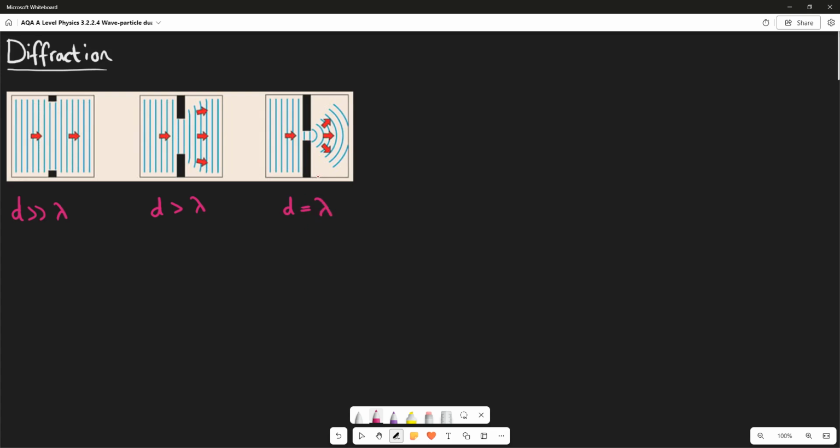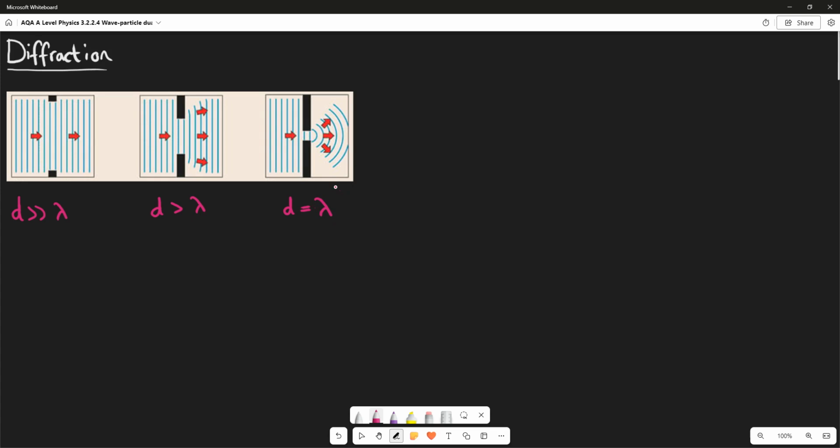So if the gap stays the same, but you are changing the wave that's passing through, you're going to get different types of diffraction. Or if you have a wave and you change the size of the gap, you can change the amount of diffraction that is occurring. So the type of diffraction that you get is dependent upon the gap that you're passing through and the wavelength of the wave that's doing the diffracting.